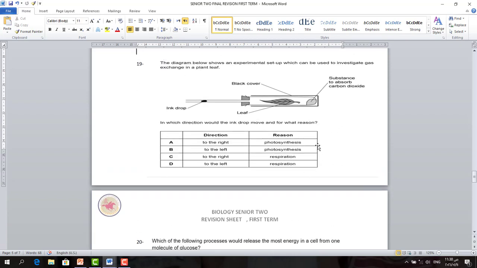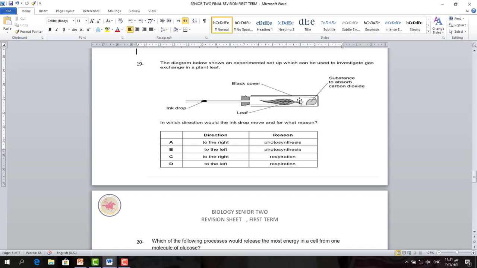Number 19. The diagram below shows an experimental setup which can be used to investigate gas exchange in a plant leaf. Please be careful here. The test tube is covered from outside by a black cover, and we have here a substance that absorbs carbon dioxide. The plant cannot take light from outside due to the black cover. So the only process occurring inside the test tube is cellular respiration.